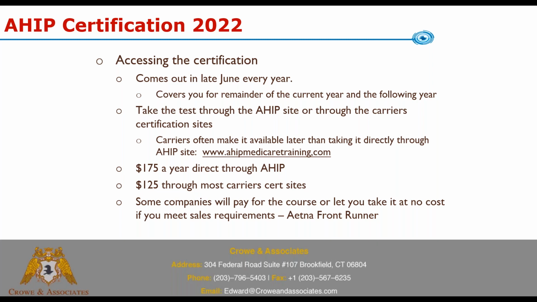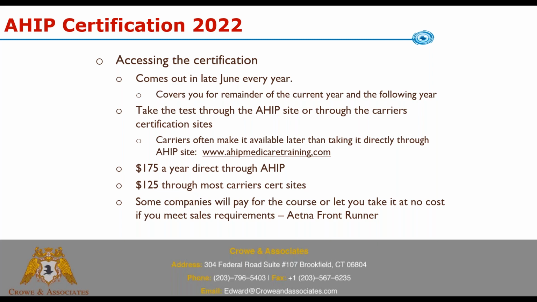If you take it through one of the carrier certs, like United, Aetna, Humana, any of them for that matter, Anthem, you can access AHIP through them. AHIP still counts for all the companies. It doesn't matter who you access it through. But taking it through the carriers gives you a discount of $125, so it saves you a little money on the cost.